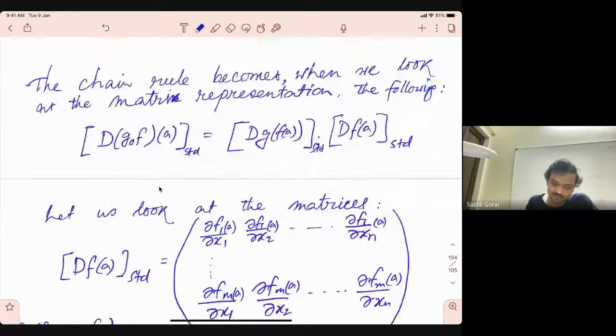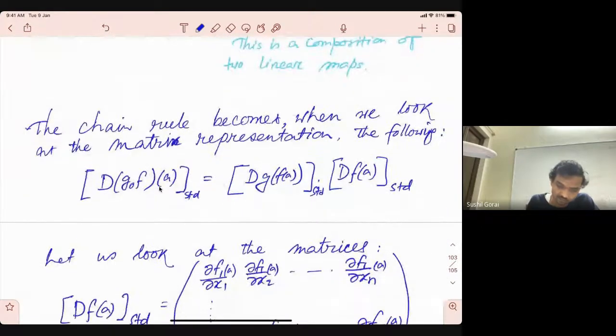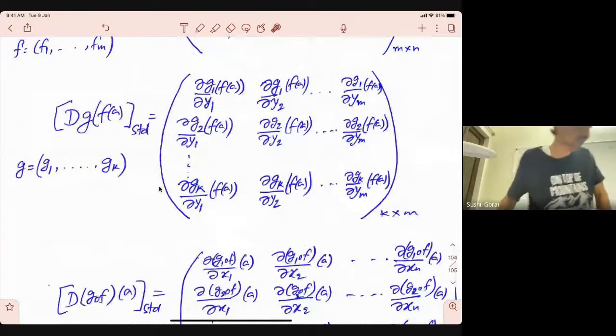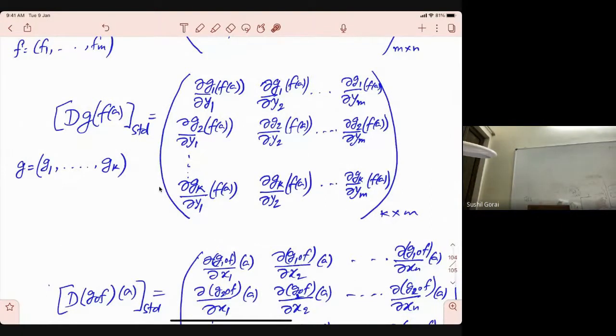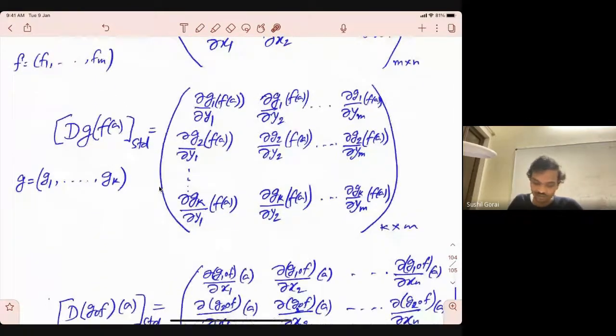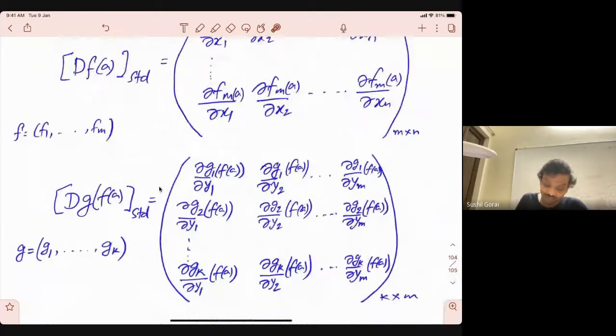Now we have this one, we have this one, right? So what we have is you multiply the matrices and you will get it. Yeah. So we just need to do the matrix multiplication and see what happens.